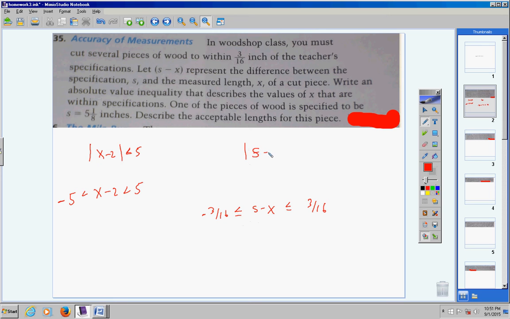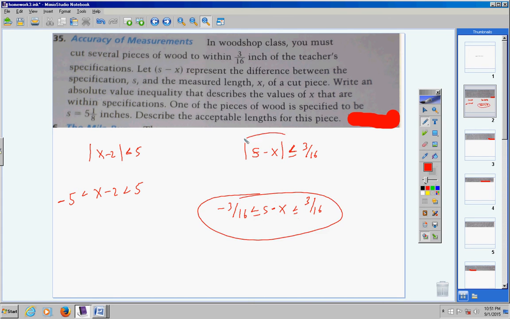The absolute value of S minus X is less than or equal to 3/16. This converts to this. How do I know that? Well, students, go backwards. If I told you to write this as a conjunction, you see that the arrow is pointing this way. So you'd bring down your 3/16. You'd put a negative 3/16 here. Right in the middle, you'd put S minus X. Then you put this and this. That's just what you had right here. So this is the same thing as this.